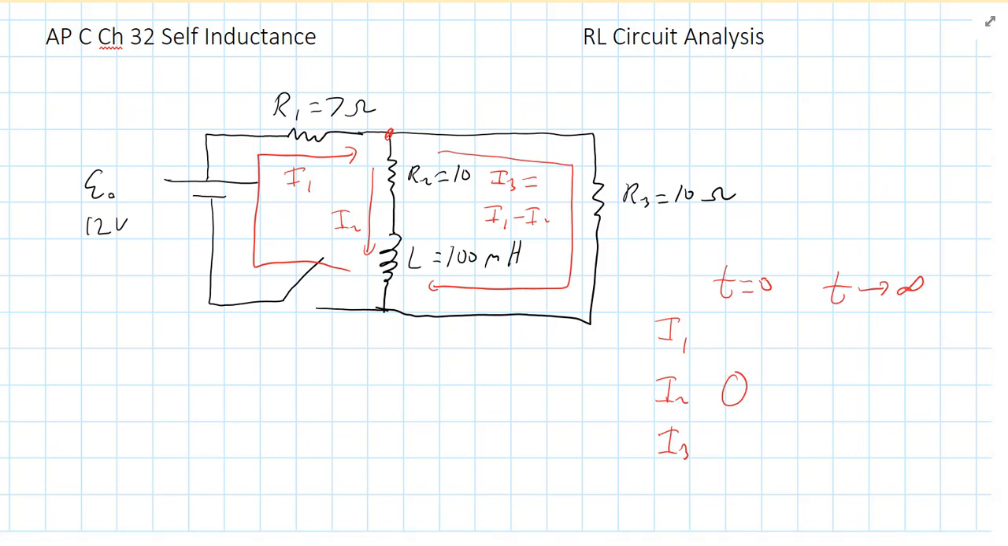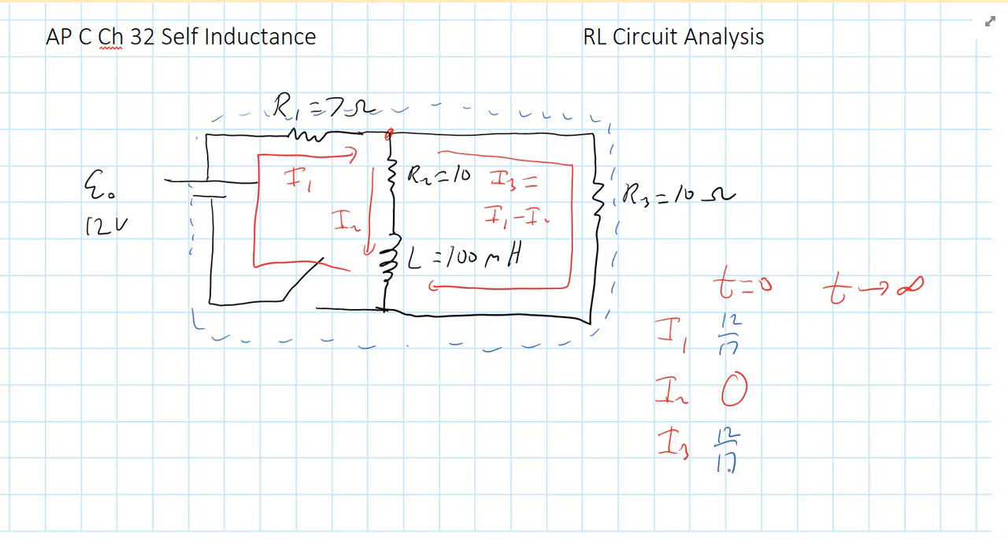What that means is current is only going to flow around the outside loop of our circuit. So what's that current going to be? Well, we have 12 volts and we have a total of 17 ohms in series. So I1 and I3 will both be the same. They'll be 12 over 17 to start with. In other words, when we close that switch, the current will only flow around the outside.